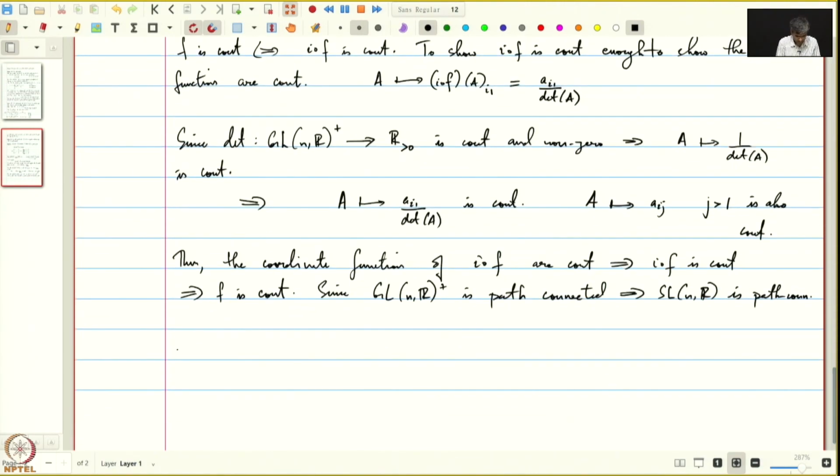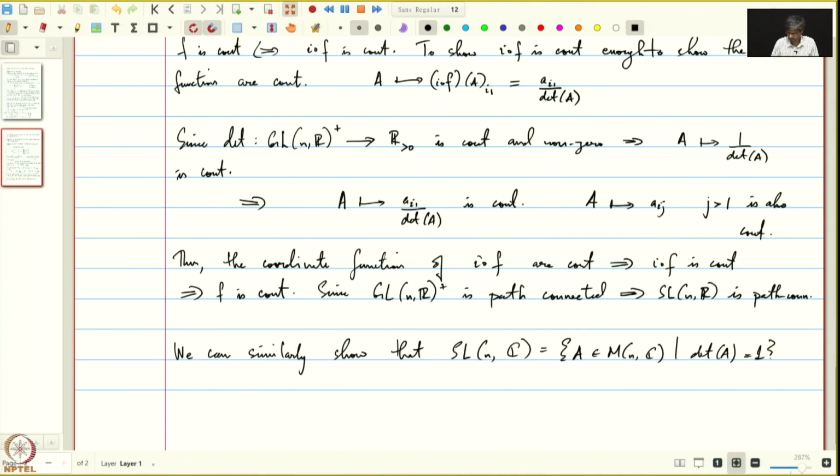So similarly, we can also show that SL_n(C), the n cross n matrices with complex entries such that determinant of A is equal to 1, is path connected. Right? Again, we use the same map from GL_n(C) to SL_n(C), where we just scale the first column by 1 upon determinant of A.